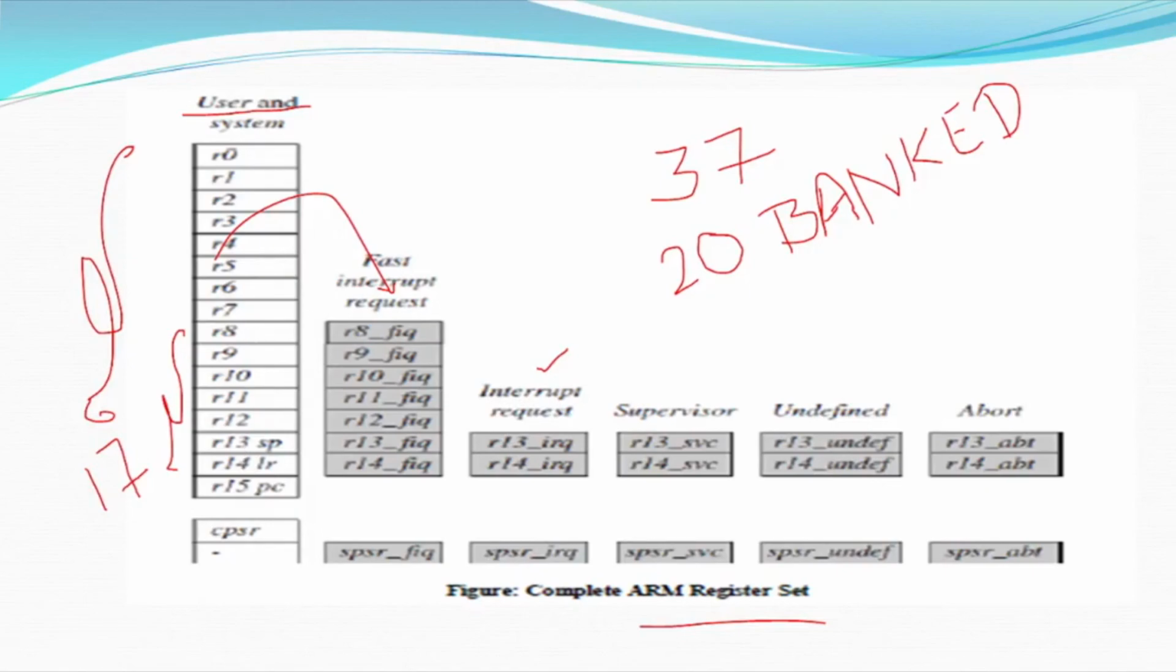Only those registers which are not shared. For example, see here, in case of FIQ, it has a separate set of registers from R8 to R14. For interrupt request, it has separate registers R13, R14. So the ones which are not shared retain their values even after mode changing happens. But if there are shared registers, they will get modified as per requirement.